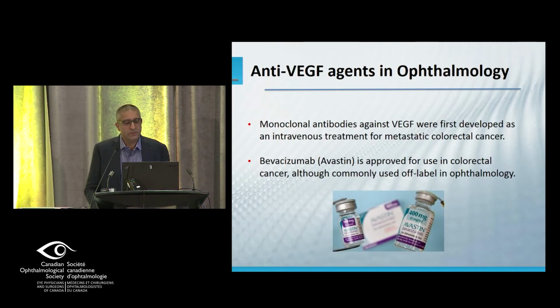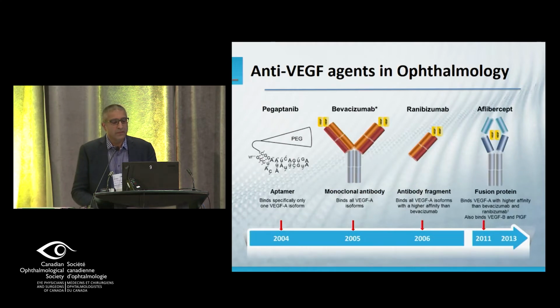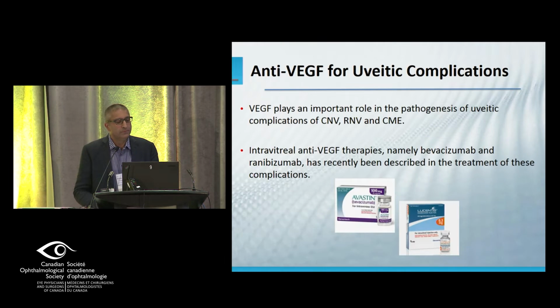So monoclonal antibodies were first described, Avastin particularly, in the use of metastatic colon cancer. And now Avastin is widely used in ophthalmology, along with the on-label agents, ranibizumab and aflibercept. And the history is amazing over the last 20 years.